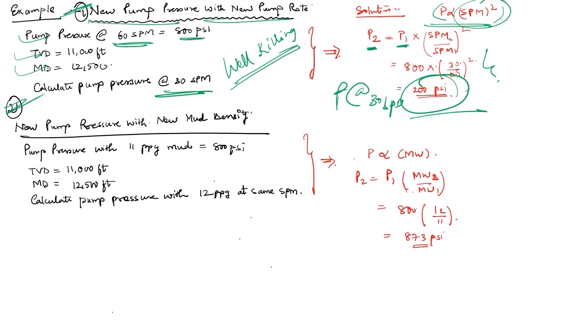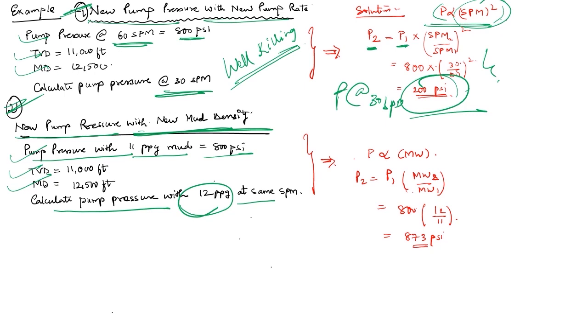Now let's look at part B of the question. Over here, I need to calculate my new pump pressure when I am using a new mud weight. It is given in the question that my pump pressure with 11 pound per gallon mud is 800 psi. TVD and measured depth are given. We need to calculate the pump pressure when I am using 12 pound per gallon mud at the same SPM. That means when I am changing the mud system, what would be my new pump pressure, that we need to calculate.